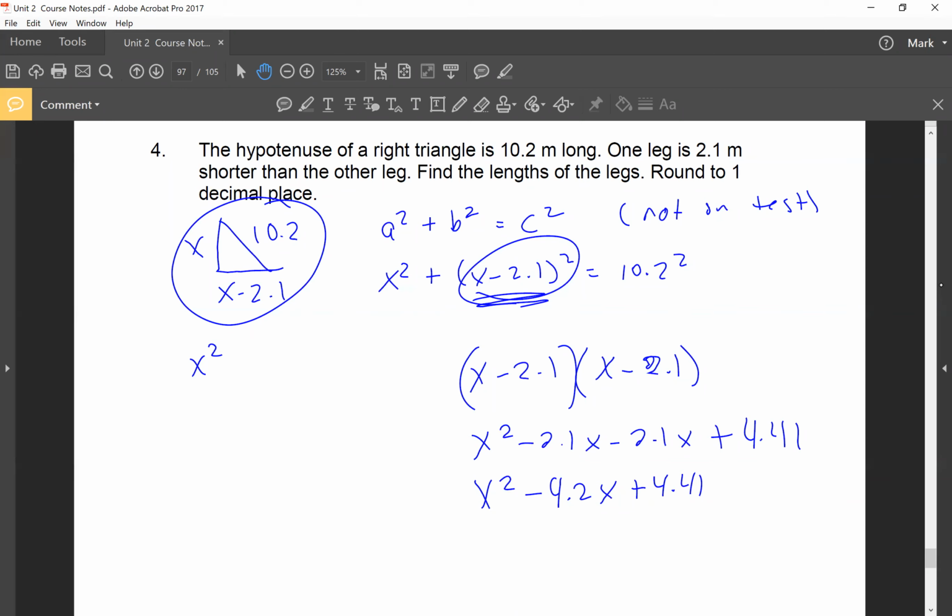Mister, you factored the x minus 2.1? Yeah, factor isn't the right word, but I know what you mean. Because this is squared, I multiplied it by itself. So yeah, factor isn't the right word, but yes, that's what I did there.